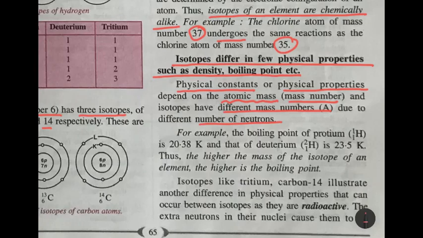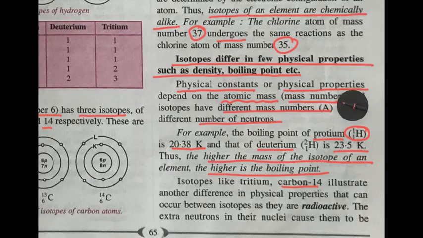For example, the boiling point of protium is 20.38 Kelvin, and that of deuterium is 23.5 Kelvin. So remember, children, the higher the mass of the isotope of an element, the higher the boiling point. Now isotopes like tritium and carbon-14 illustrate another difference in physical properties that occurs between isotopes, which is known as radioactivity. That means they are radioactive.